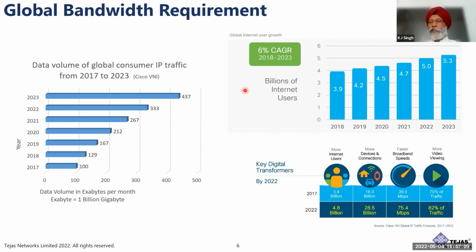So this is just a slide to basically tell that the volume of traffic is growing very steeply, and the main consumers of this are more internet users, more devices and connections, faster broadband speeds at home. A lot of this really is on the back of a lot of the video-based lifestyle that we have today, right?